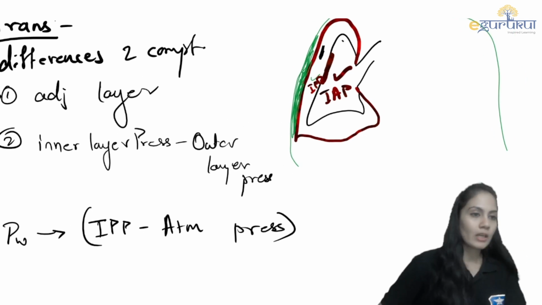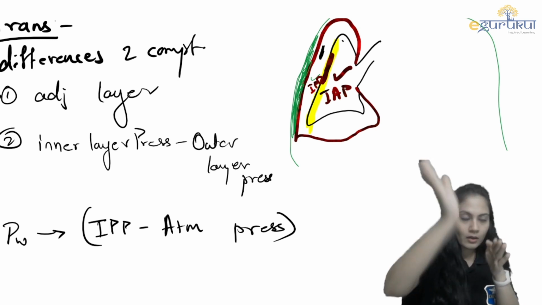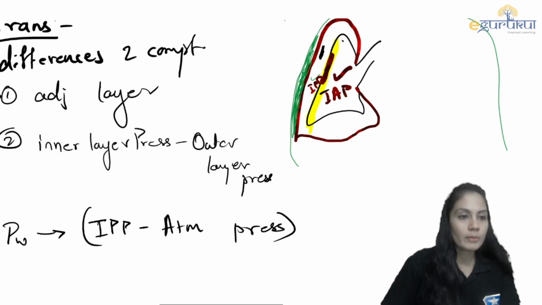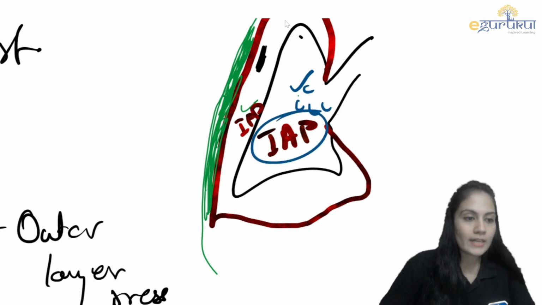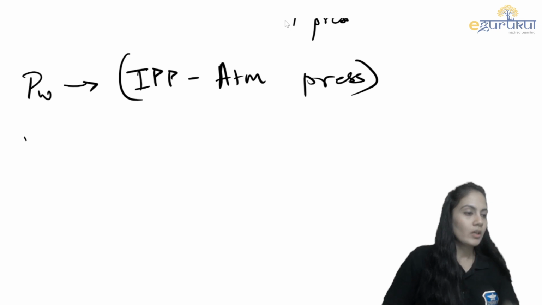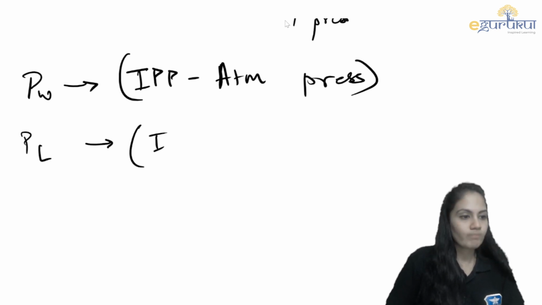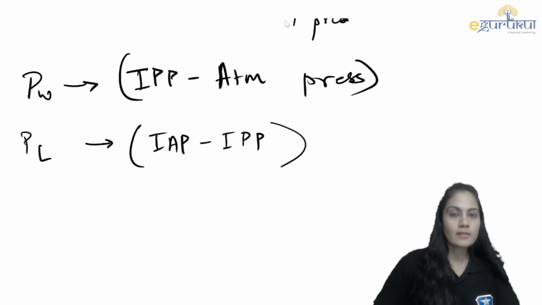Then if we talk about the lungs, transpulmonary, that means along the lung, the parenchymal tissues, what will be the pressure difference? What are the two adjacent layers? The first adjacent inside layer is IAP. Over here there will be lots of alveoli, right? So the pressure along the lung is intra-alveolar pressure minus IPP.